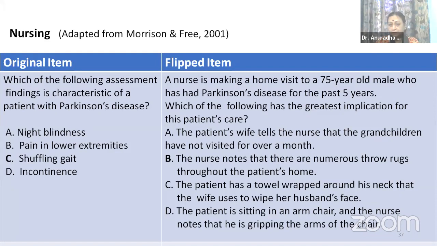Now, if he has Parkinson's disease, he has a shuffling gait, obviously the chances of his falling are high, and therefore throw rugs around the home are a danger to him and could get him injured. So the nurse notes that there are numerous throw rugs throughout the patient's home. Now here, this is the correct answer. So this is the important answer. This has greatest implication for his care. This is what is important that the nurse should do.